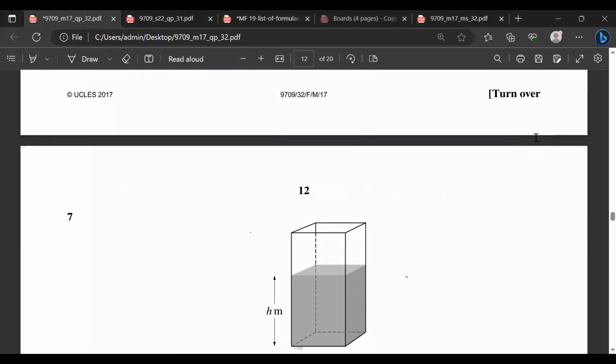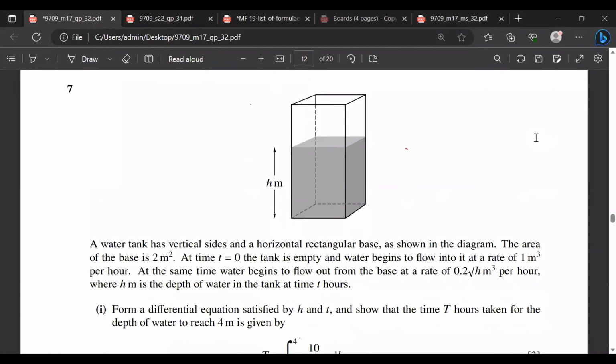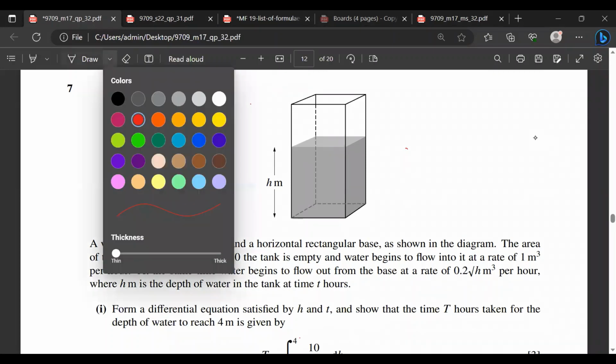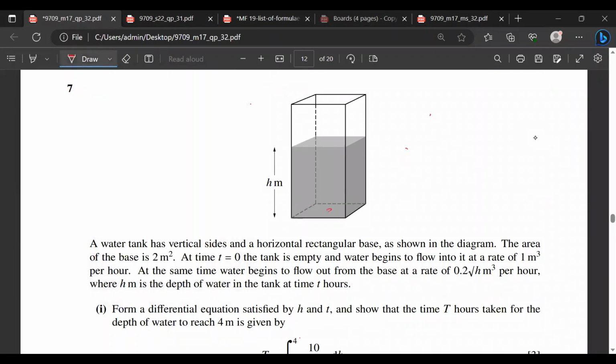This is a question from February March 2017, 9709, variant 32, question number 7. A water tank has vertical sides and a horizontal rectangular base as shown in the diagram. The area of the base is 2 meter square.